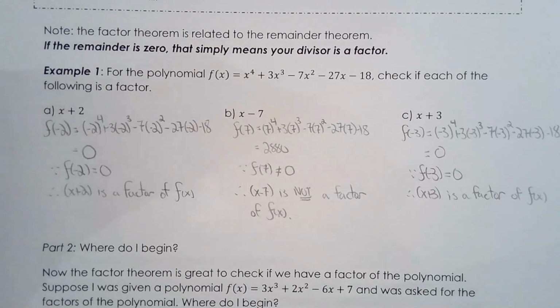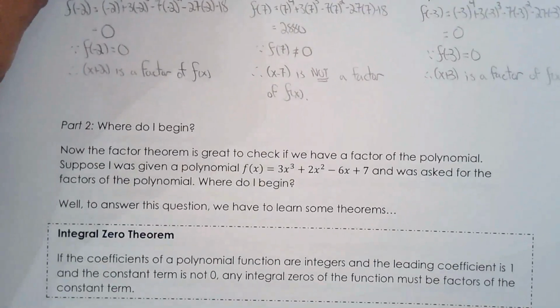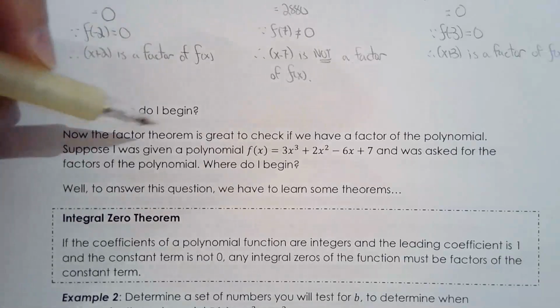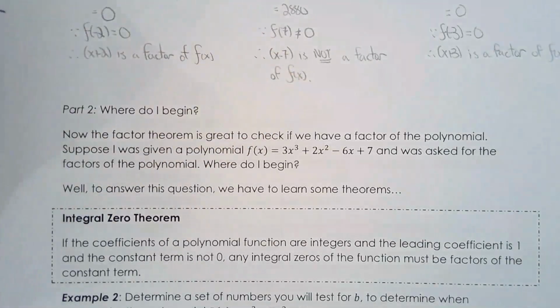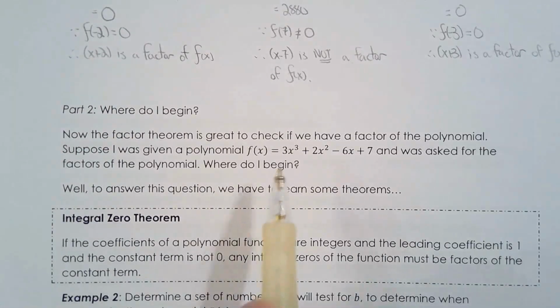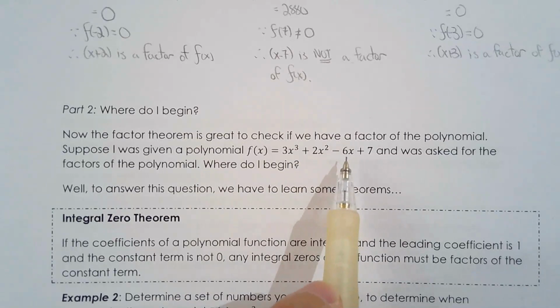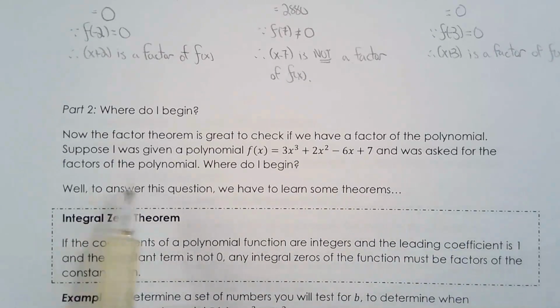But now there's a second problem. Okay, where do I begin? So the factor theorem is great to check if the binomial is a factor of the polynomial, if we have a factor or not. But the problem is, for example, let's say we have f of x equals x cubed plus 2x squared minus 6x plus 7, and we're asked for the factors of the polynomial. Where do I begin? I mean, can't you just check any factor in the world? You can say x plus 2, x minus 2, x plus 3, x plus 4, x plus 7, x plus 10, x minus 2,000. You have to have a starting point, okay?